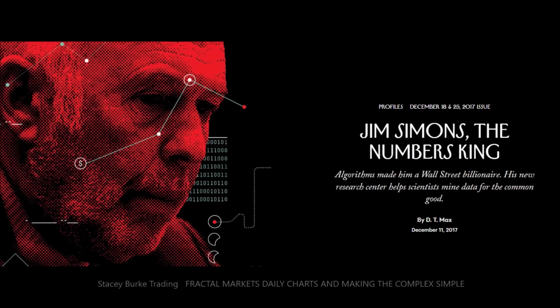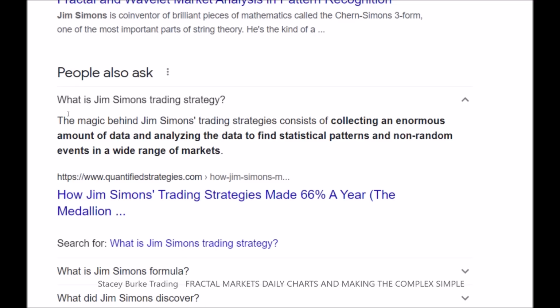Some of you may be familiar with Jim Simons. Again, you can Google him or read his book, The Man Who Solved the Markets. The magic behind Jim Simons' trading strategies consists of collecting an enormous amount of data and analyzing the data to find statistical patterns and non-random events in wide-ranging markets. The Medallion Fund made an average of 66% a year. As far as I'm aware, it was the largest hedge fund in the world, larger than Bridgewater, in terms of returns. But again, great video interview with Jim Simons. I would highly recommend going and watching that.